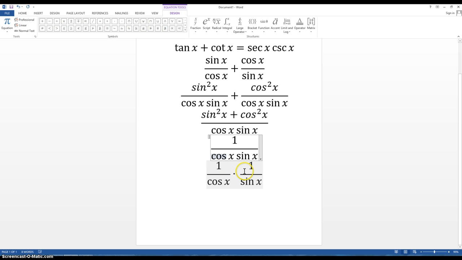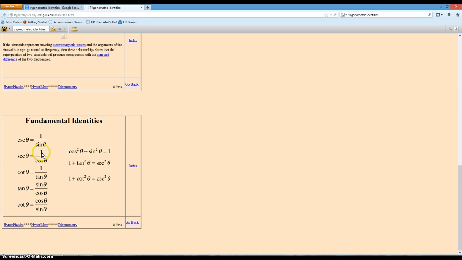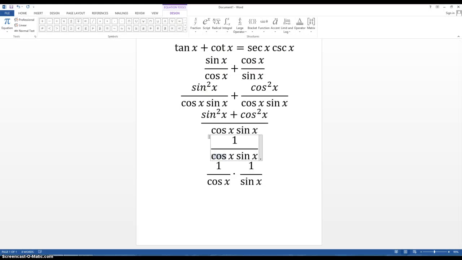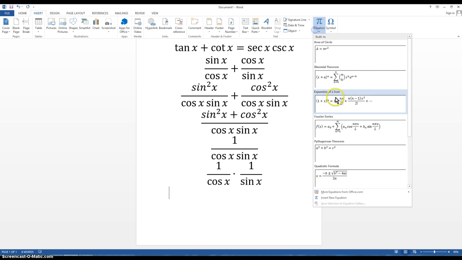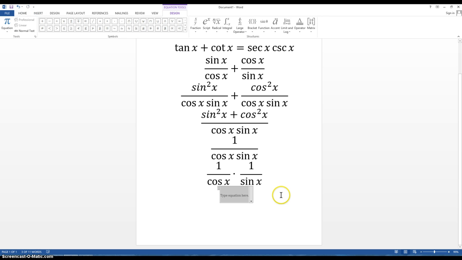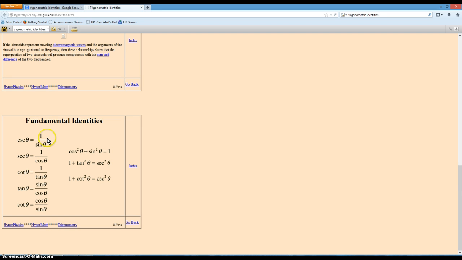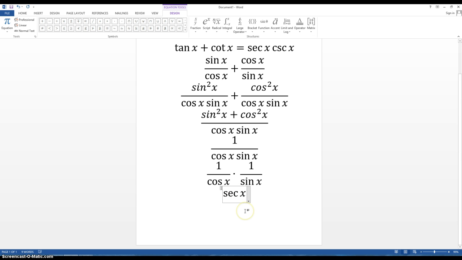Alright, so now we have 2 types of fractions. Well, you should know that the identity for 1 over cosine of x, let's check it out. 1 over cosine of theta is secant of theta. So in this case, it's going to be secant of x, and then we know that 1 over sine of x, so let's check our identity. Over here it says 1 over sine of theta equals cosecant of theta. So in this case, we will have cosecant of x.